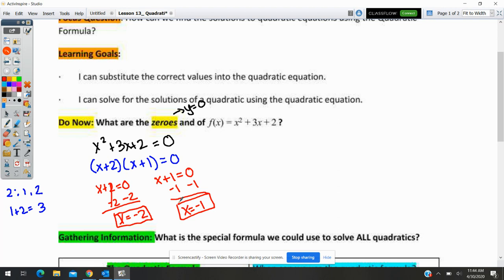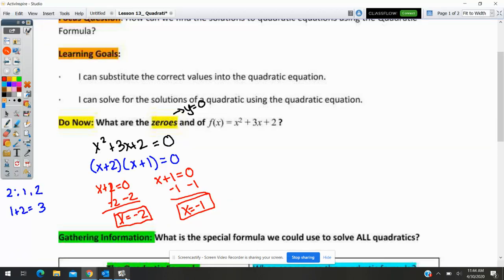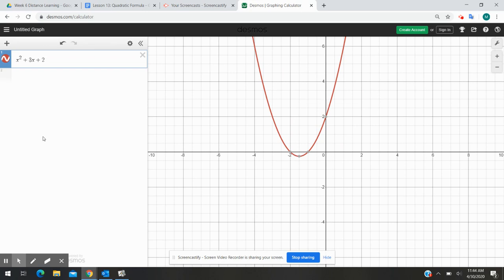Okay, now if we go into Desmos quickly, I'm going to go to desmos.com and type in our function, just to check our zeros: x squared plus 3x plus 2. And this is our graph, and you can see negative 2, 0 is one solution, and negative 1, 0 is the other solution. So we were correct.